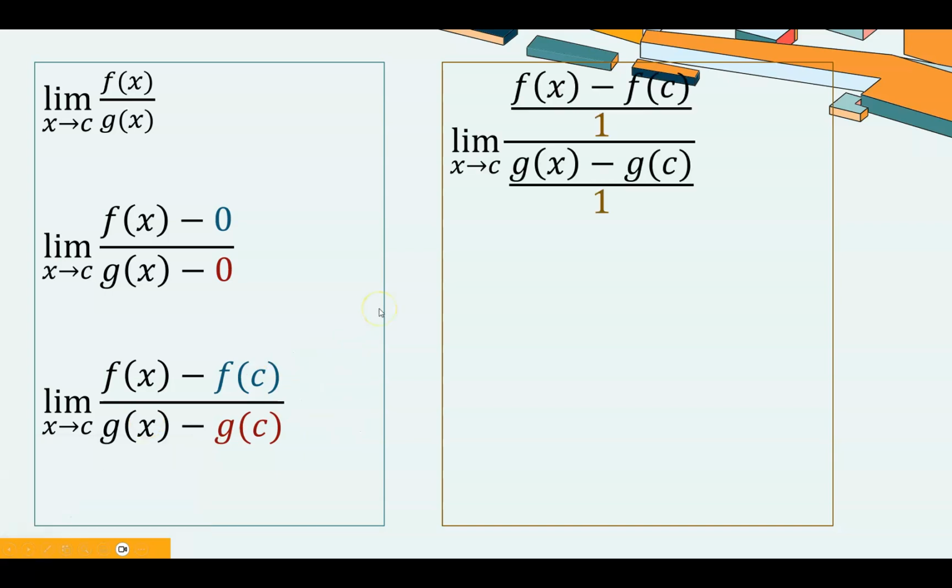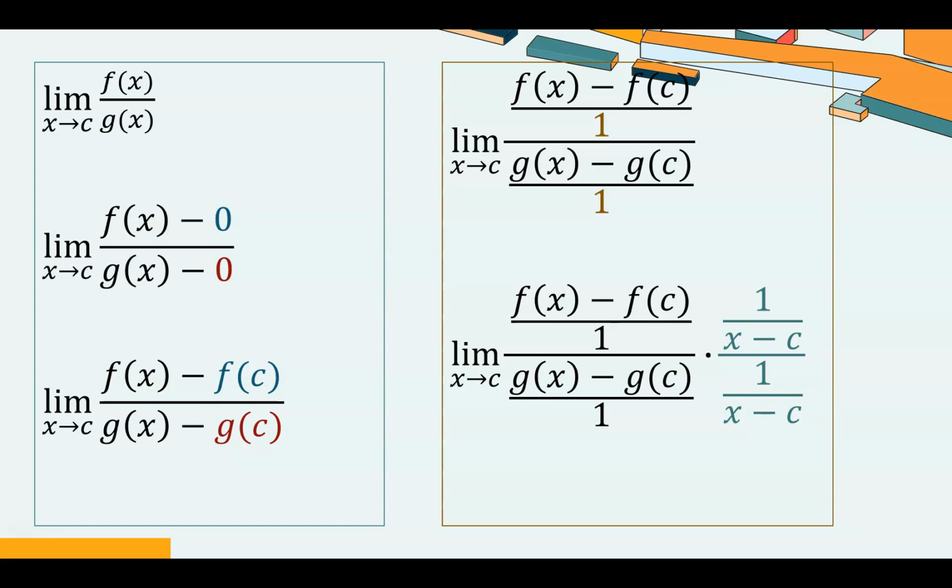Cool. Okay. And then I'm just going to make room by putting a 1 under f of x minus f of c, and a 1 under g of x minus g of c. We still keep our limit out front. And I'm just going to multiply by this big ugly version of 1. I want to multiply by 1 over x minus c divided by another 1 over x minus c. Of course, that requires that x can't be equal to c.